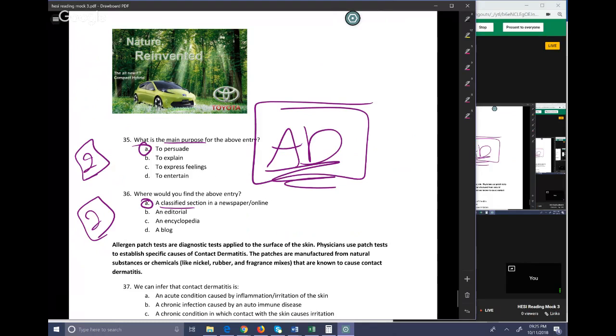So you would do a classified ad if you're looking to buy or obtain a particular thing, or if you're looking to sell something. An editorial, the only reason you could have been confused here is if you did answer persuade, you might remember me saying that an editorial is a persuasive article, but it's an article. It's paragraphs written as opposed to a picture with a couple of words on it. So that's why that's not right. An editorial expresses an opinion in writing. This is not written. This is very much a picture. An encyclopedia and a blog would be way off.